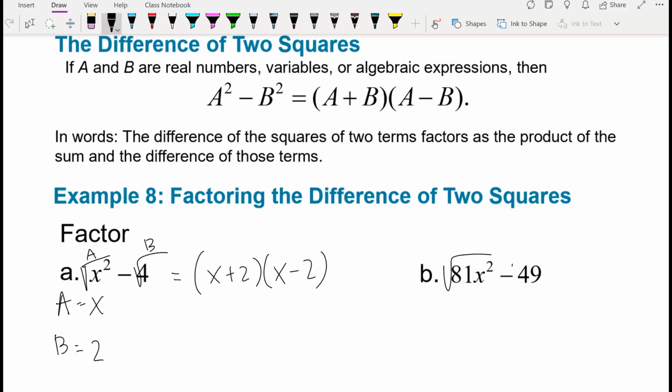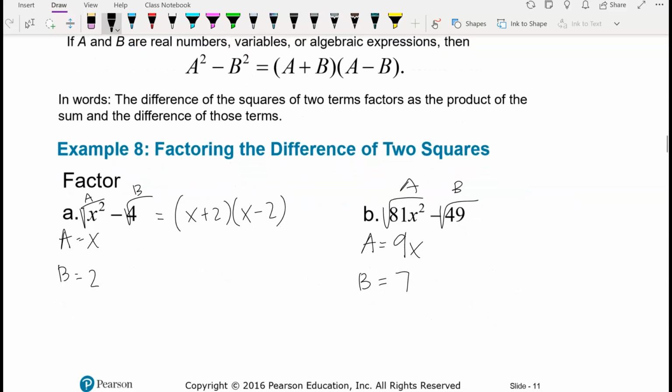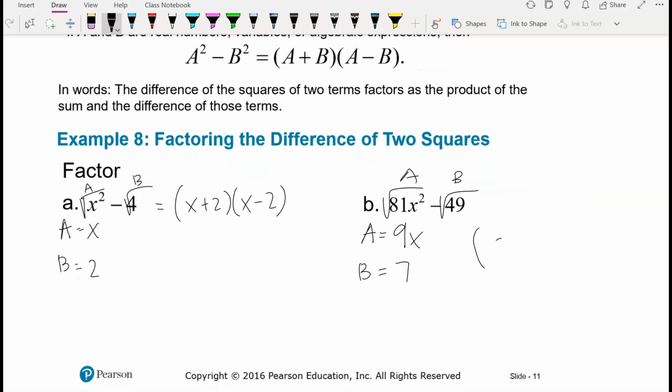All right, same for this one. Our a and our b. So a, square root of 81 is 9. Square root of x squared is x. Square root of 49 is 7. So it will be 9x plus 7 and 9x minus 7.